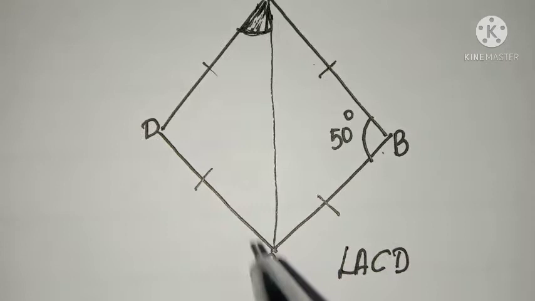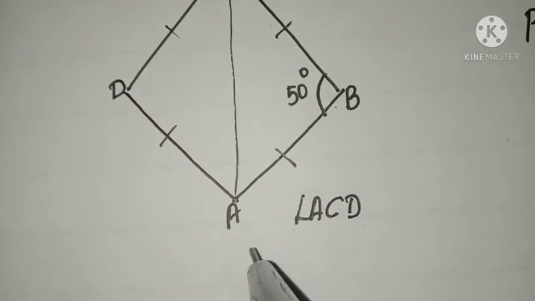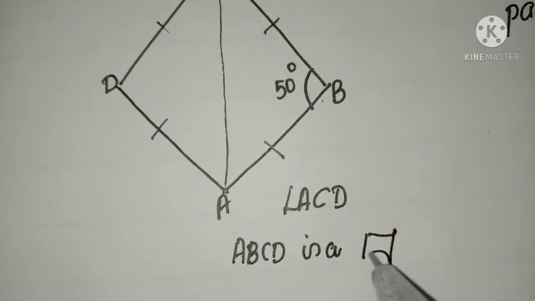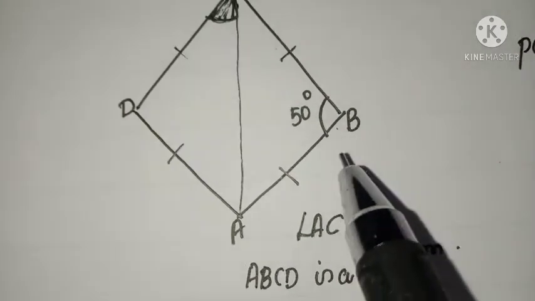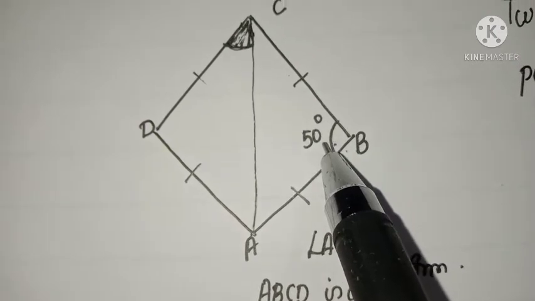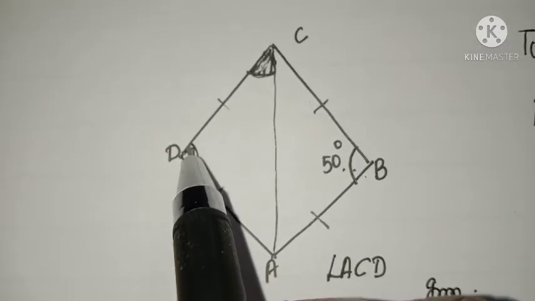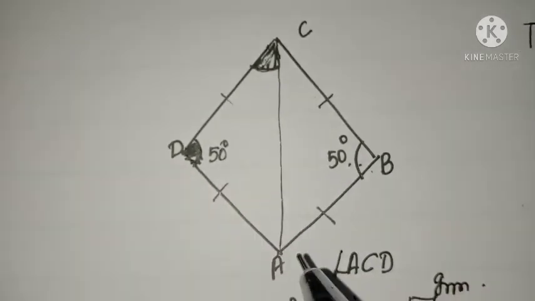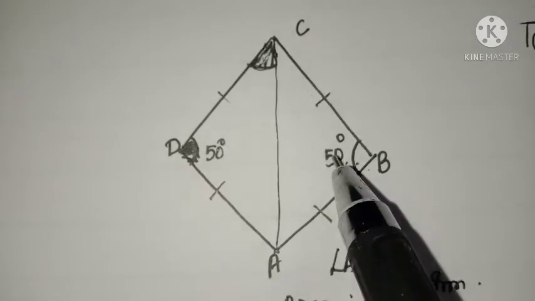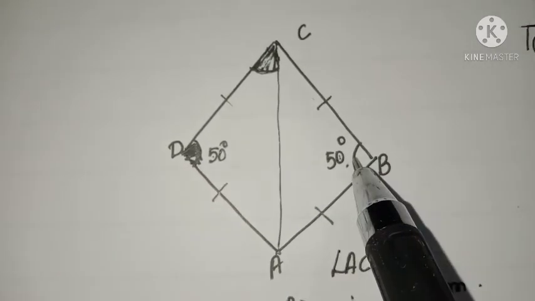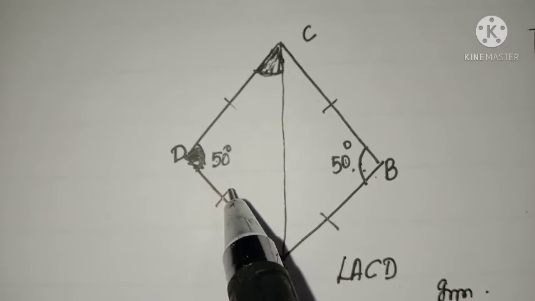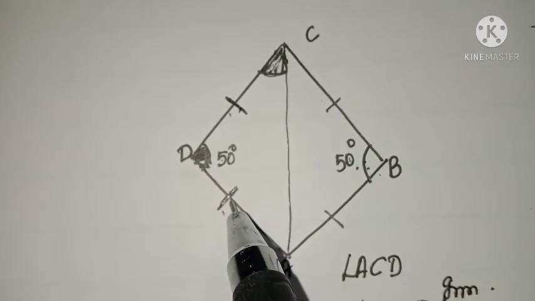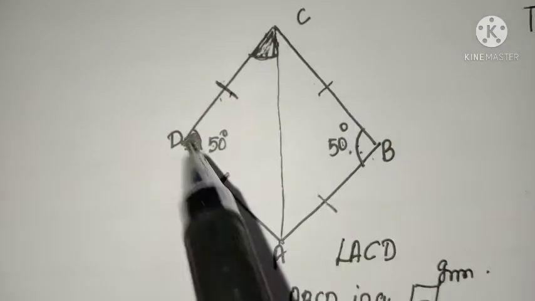Listen, ABCD is a rhombus. Rhombus also implies it is a parallelogram. Isn't it? ABCD is a parallelogram. So, if this angle is 50 degree, what about angle ADC? ADC is also equal to 50 degree. What is the reason? In a parallelogram, opposite angles are equal. Okay. Now listen, what about the sides AD and DC? These two sides are equal because ABCD is a rhombus.